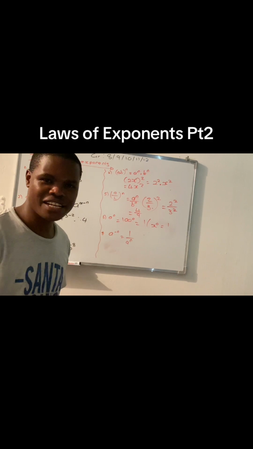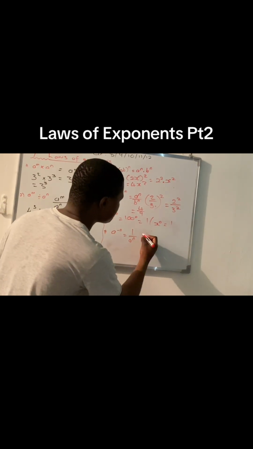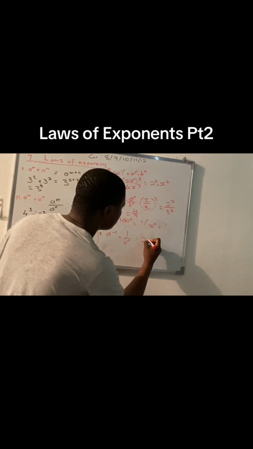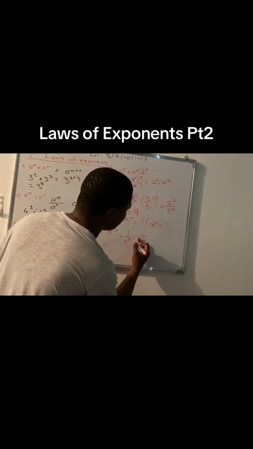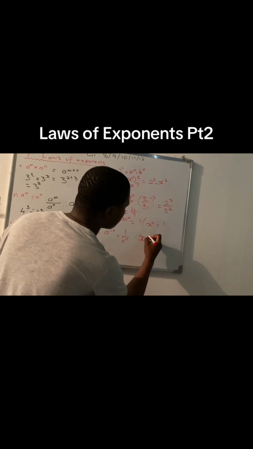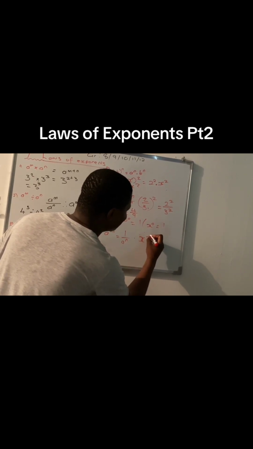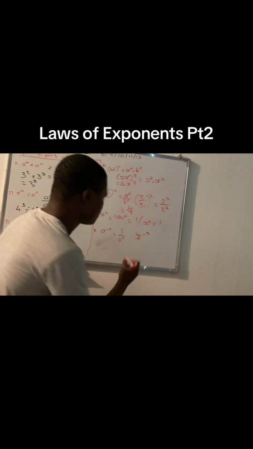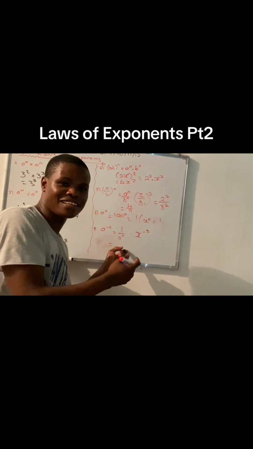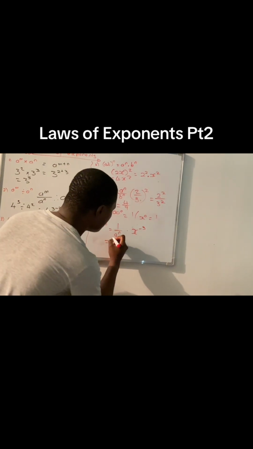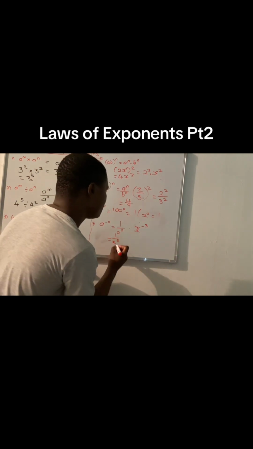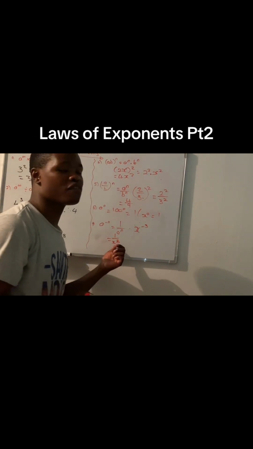So in a real-life scenario, if you've got, let me say, x to the power of negative 3, this is how you deal with it. You're going to reciprocate this into a fraction, which would be 1 over x to the power of 3. So this will be your final answer.